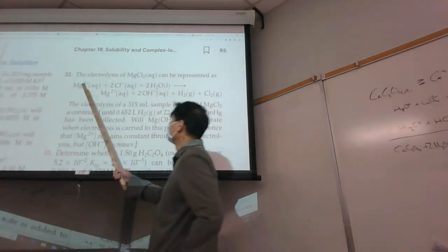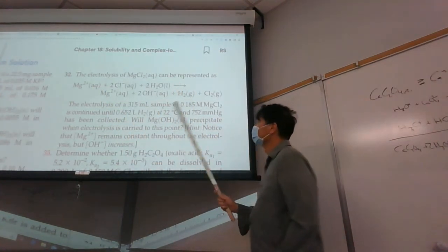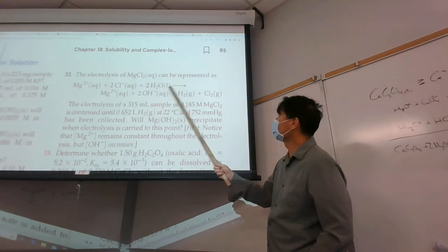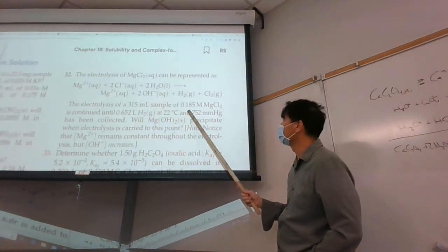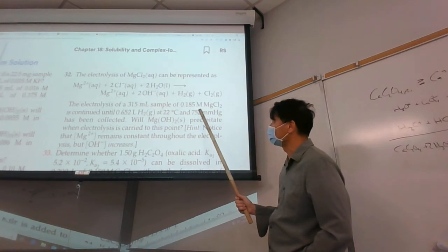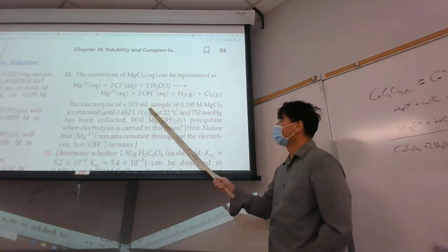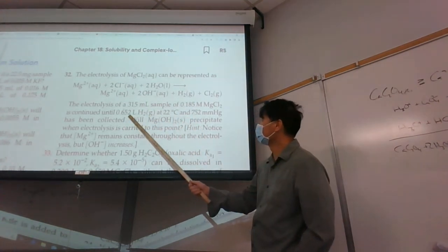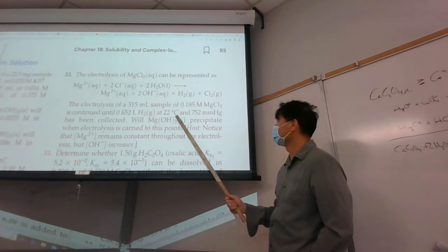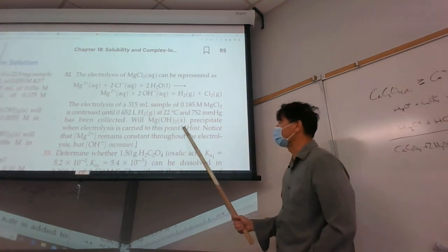Then we come over here, the electrolysis. Okay, this is actually the next level. Let's see. Electrolysis can be represented. Electrolysis is 315 milliliter sample of 0.185. I didn't assign this problem because it's going to use too much other stuff going on here. But 315, 0.185 molar, continued until 0.652 liters of hydrogen at 22 degrees C and 752 milliliters of magnesium hydroxide precipitate.